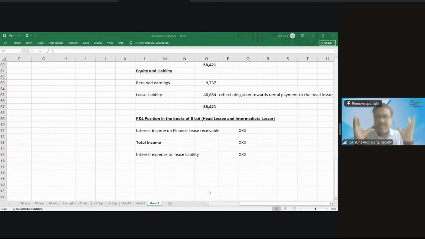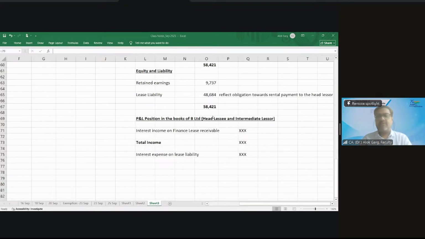And if you see this entire transaction, this intermediate lessor is acting like a broker. He has taken an asset on a lease and he has subleased that asset. In between, he is just earning a margin of 2,000 rupees per year as a rental. So he is earning some interest and he is paying some interest. That's all. Is this accounting clear to all of you, friends?